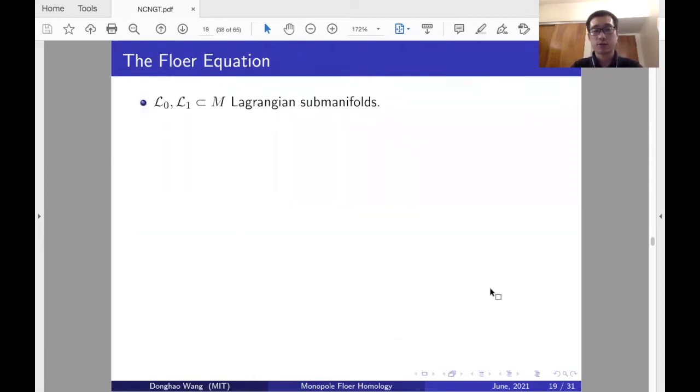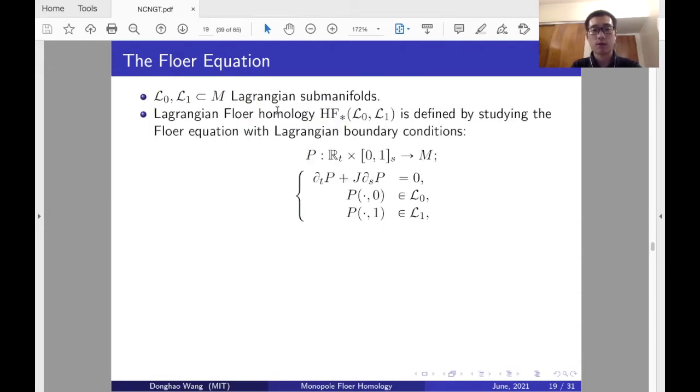Fukaya category is usually defined by studying Lagrangian Floer homology. So let's consider a pair of Lagrangian submanifolds inside this Kähler manifold. Then their Lagrangian Floer homology is defined by studying the Floer equation, which is simply the Cauchy-Riemann equation defined on this infinite strip R across an interval. And we have Lagrangian boundary conditions when s is 0 and when s is 1. This setup is good enough for many finite dimensional applications.